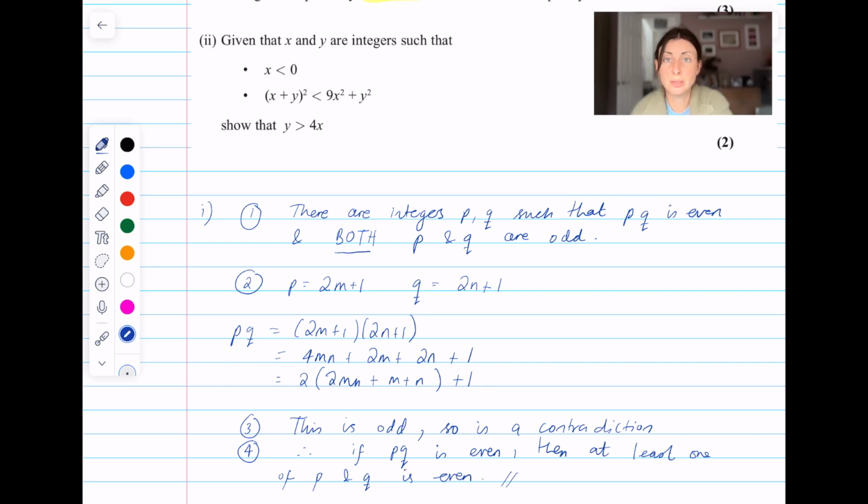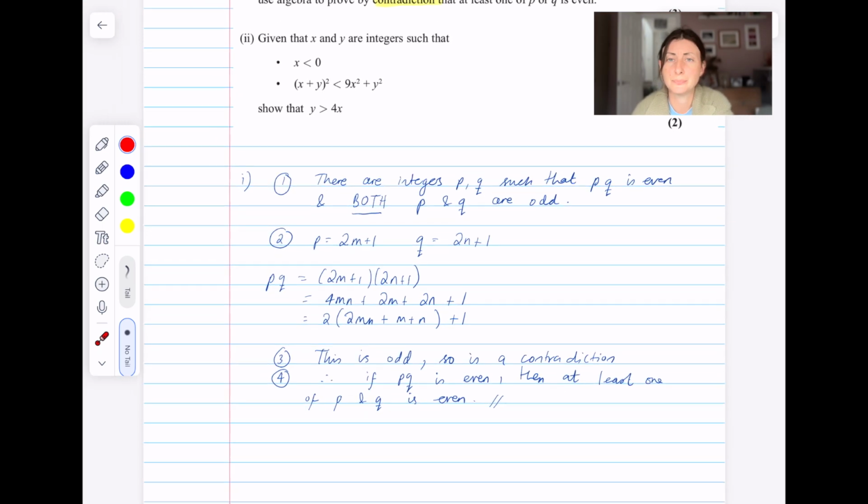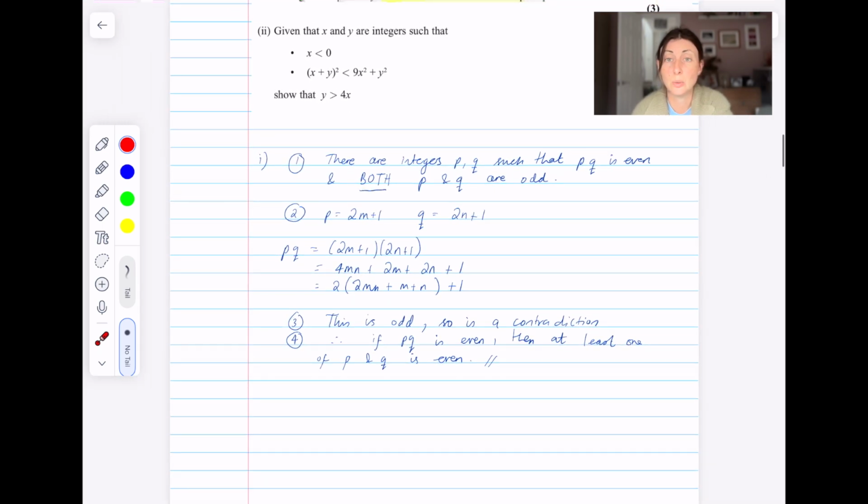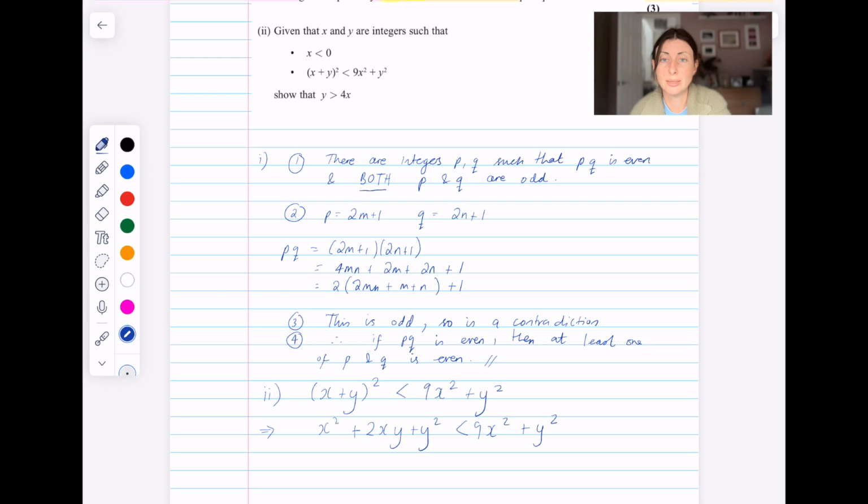Moving on to part 2 of this question, we've got two pieces of information. X is less than 0, and we've got an inequality, and we're trying to show y is bigger than 4x. So we'll start with the second bullet point and see if we can take it anywhere, getting it closer towards the final statement. So expanding the left-hand side and rearranging.